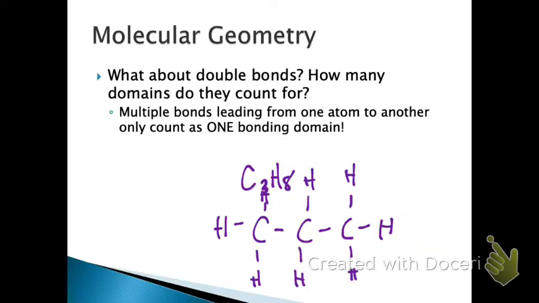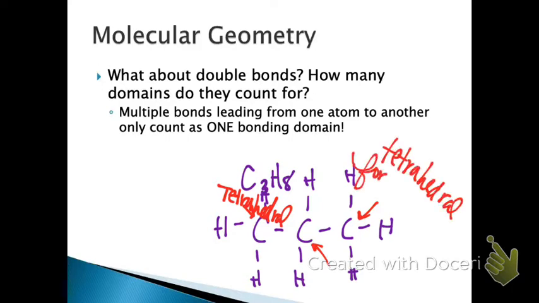If I have multiple central atoms, I want to look at each carbon individually. So if I look at this first one, it's got 4 domains, no lone pairs. Tetrahedral. What about the second carbon? 4 domains, no lone pairs. What about the third carbon? 4 domains, no lone pairs. So you would answer this, you'd say tetrahedral for all carbons. You just have to answer for each one. They have the same shape.